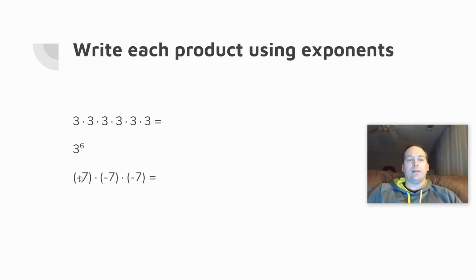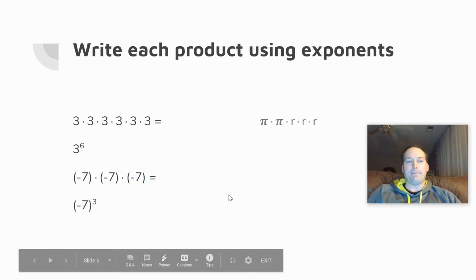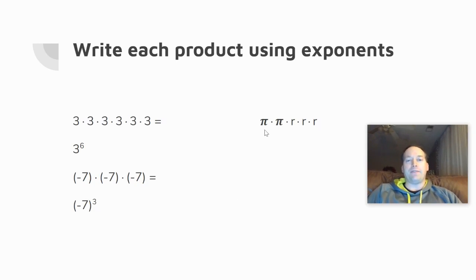Here, your base is not just 7, it's -7. So it's -7 times -7 times -7. We write our base first, which is -7. Then our exponent is the number of times we are using it. Now, it does not always have to be numbers.